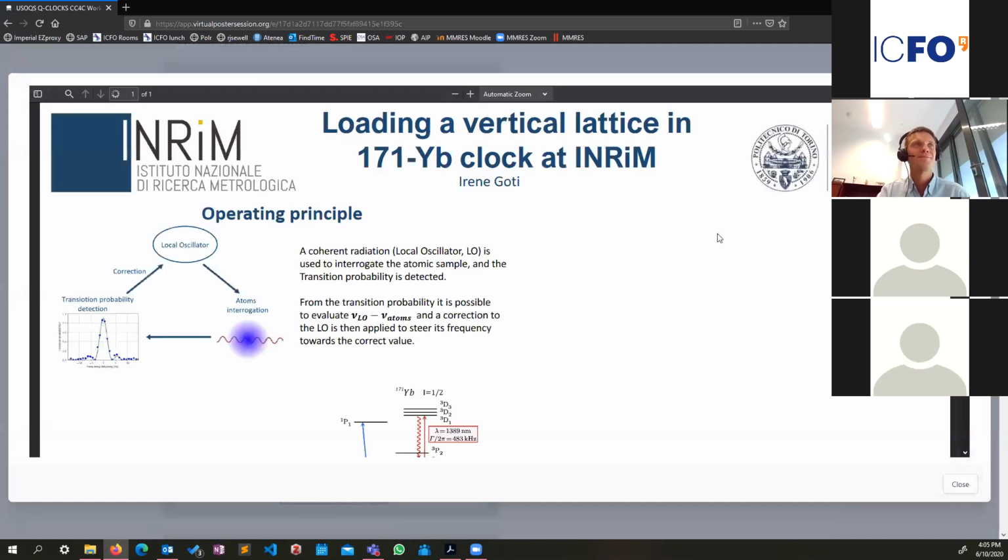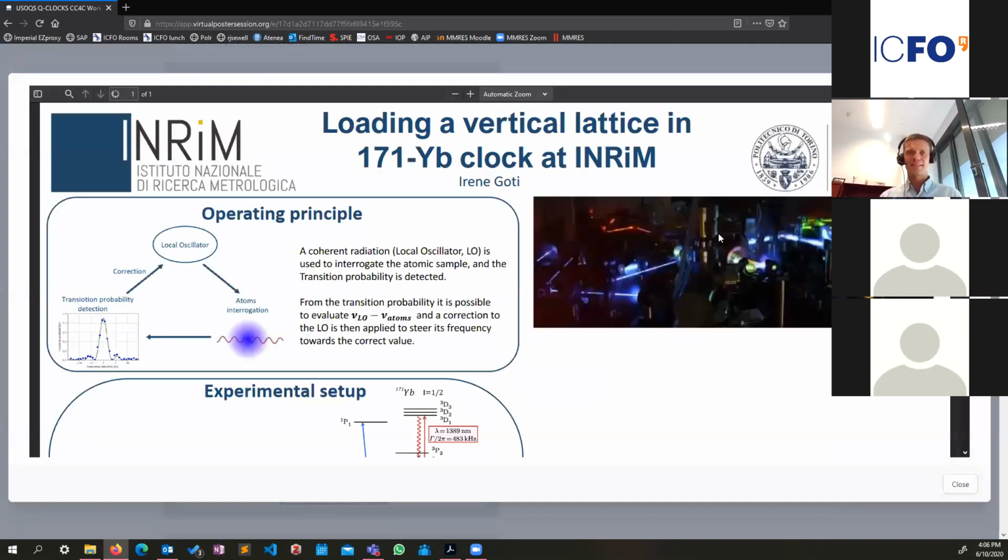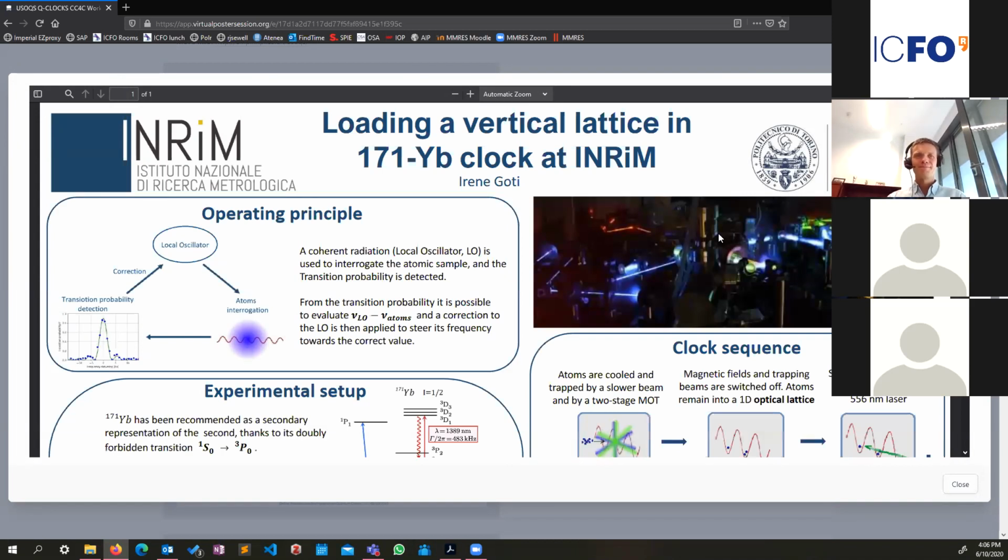Yes, okay. Can you hear me? Yes. Okay. Hello to everybody. My name is Irene Gotti, and I'm a PhD student at the INRIM Institute. I am working in the research group that realized an Ytterbium optical clock. And in our experiment, we use neutral atoms trapped into a 1D optical lattice that operate at the magic wavelength.